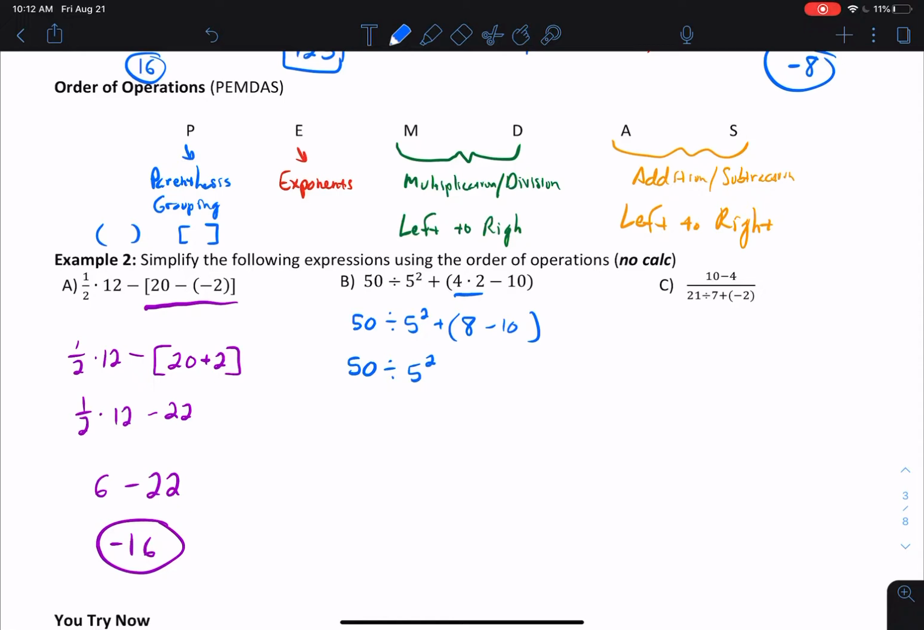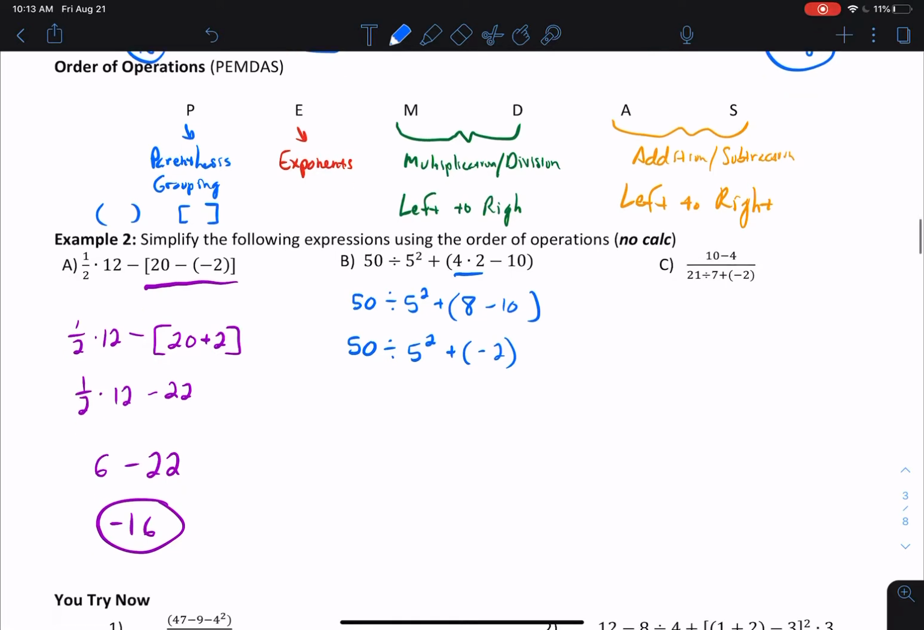Next thing I'm going to do, still leave everything that's outside the parentheses. I'm not going to touch those yet. Simplify inside the parentheses, 8 minus 10. That gives me negative 2. Okay, so the parentheses are done. Yes, they're still in the problem, but there's nothing else that I can do inside of those parentheses. So next I'm going to move to E, exponents. I've got an exponent right here.